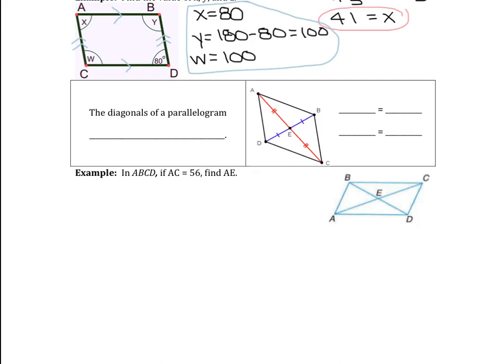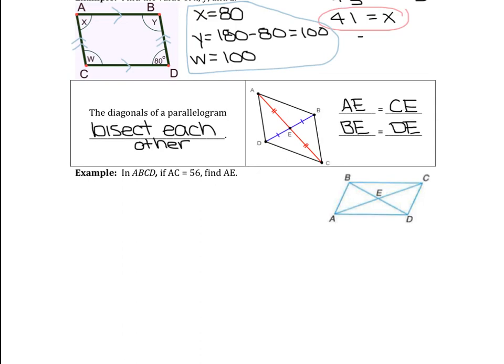The last property we have about parallelograms has to do with the diagonals. The diagonals of a parallelogram bisect each other. What that means is they cut each other in half. They split each other in half. So if I look at parallelogram ABCD, AE is congruent to CE because the diagonals bisect each other. They cut each other in half. And then also BE is congruent to DE.